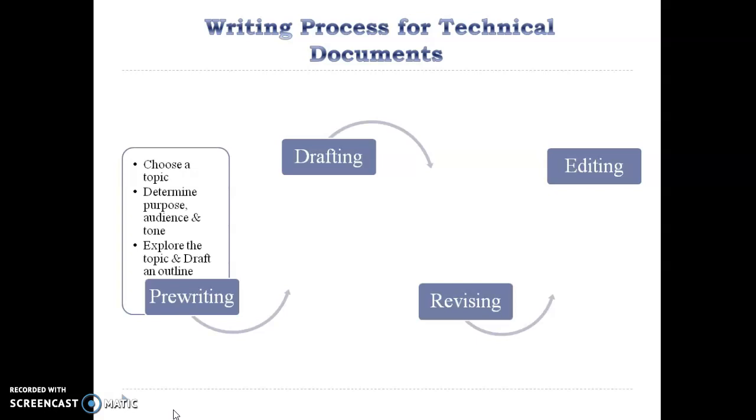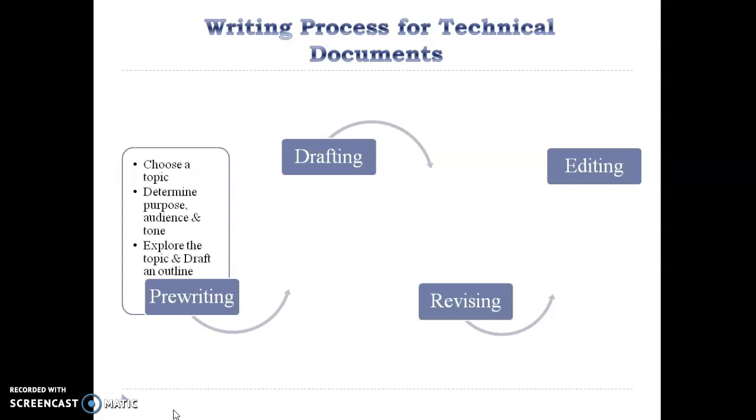Then explore the topic. For writing any technical document, you need to have information. The information can come from primary sources like interviews, surveys, experiments, or personal observations. But you can also collect information from secondary sources like library resources and the internet. After your information is collected, it's time to draft an outline. An outline helps you to decide the scope of your technical document, what you're going to include and exclude depending on your topic, purpose, and audience.